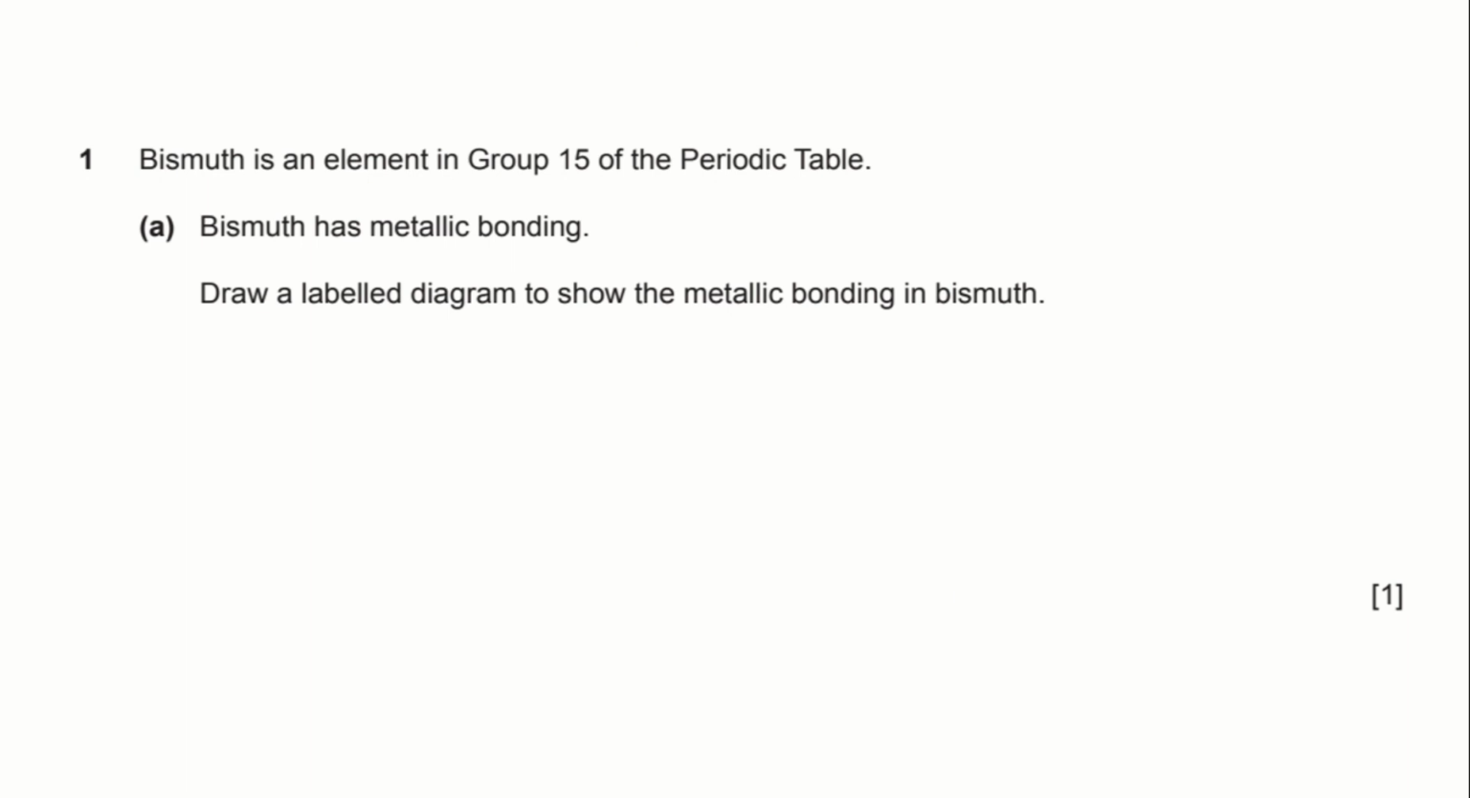Metallic bonding is electrostatic forces between cations and delocalized electrons. So we need to draw cations. Let's draw circles to represent cations. I'll draw 3 rows of them because that is what is shown in the past year mark scheme. Now, I'm going to label them as cation.